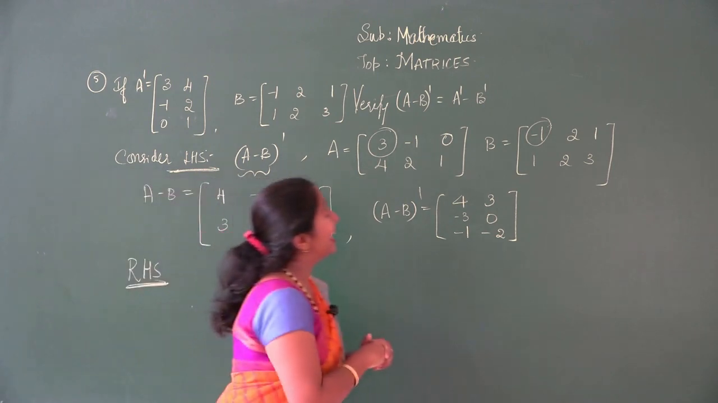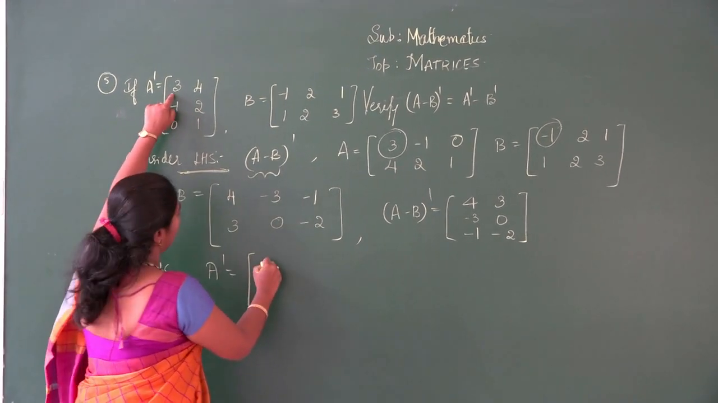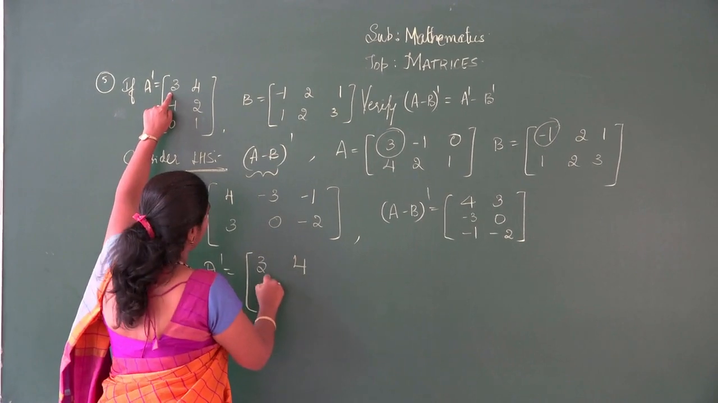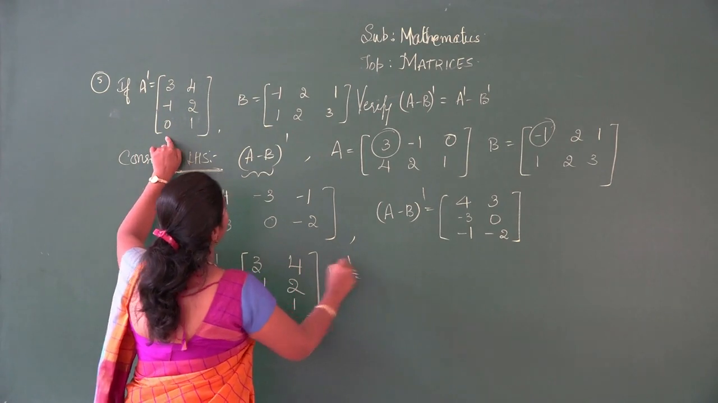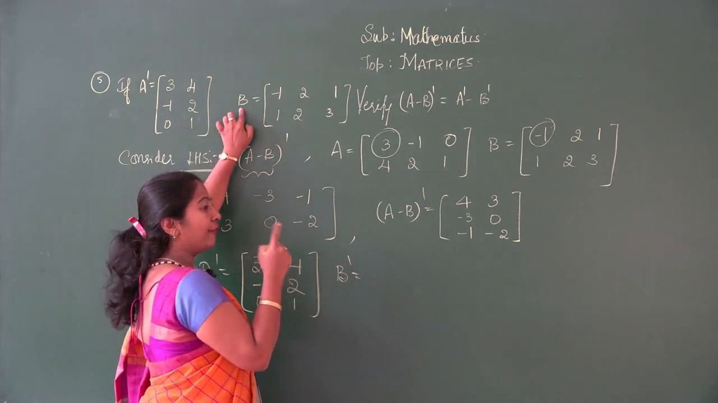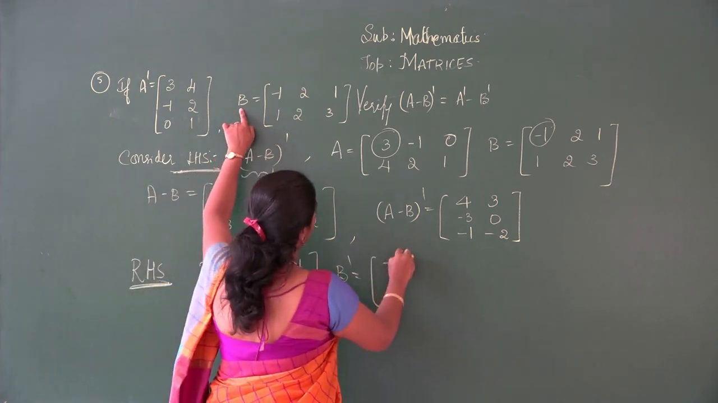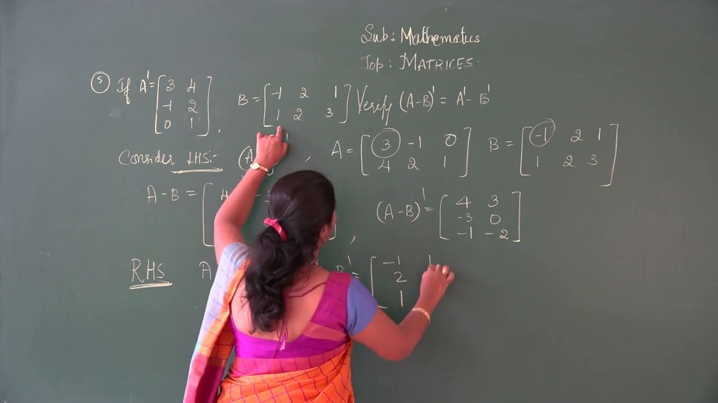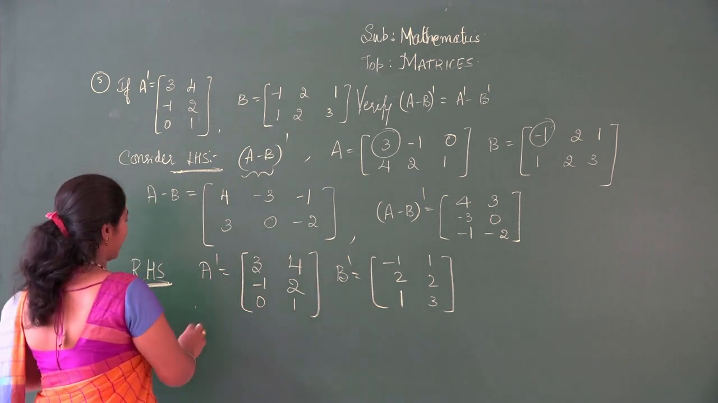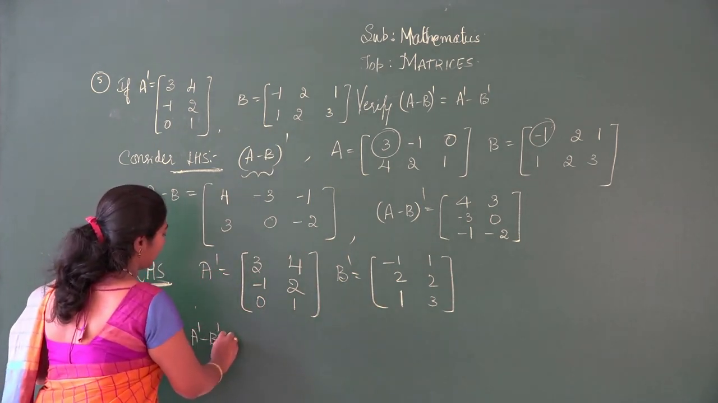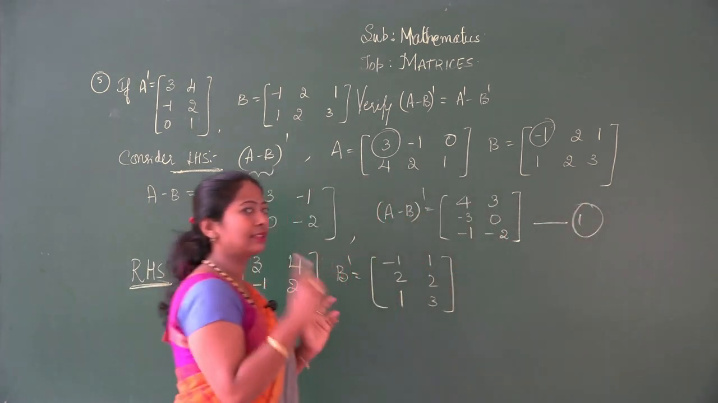Now, consider RHS. What is RHS? A dash minus B dash. What is A dash given in the question? 3, 4, minus 1, 2, 0, 1. B dash. This is matrix B given in the question. For us to find B dash, we are supposed to transpose the given matrix. So, what will be B dash? Minus 1, 2, 1, 1, 2 and 3. So, to find what? A dash minus B dash. Call this as equation number 1. That is the resultant answer of the LHS.